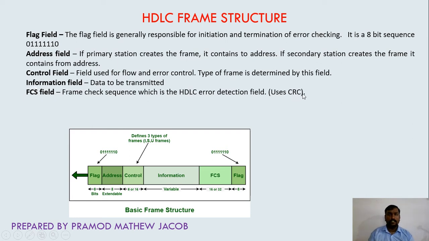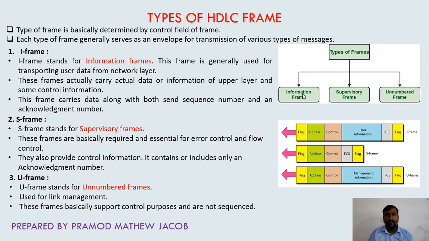So let's understand the different types of HDLC frames. There are typically 3 types of HDLC frames: information frame, supervisory frame, and unnumbered frame. They are also called the I frame, S frame, and U frame. This is the frame structure of the I frame, S frame, and U frame. An I-frame stands for information frame. The frame is generally used for transporting user data from the network layer.